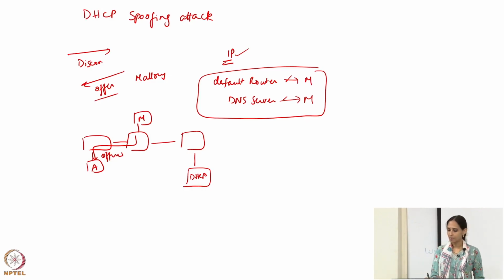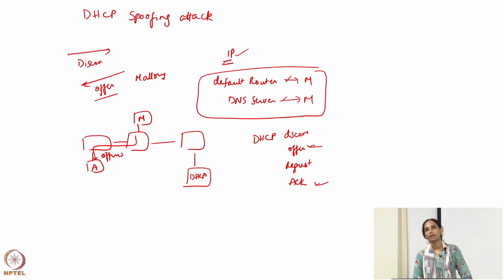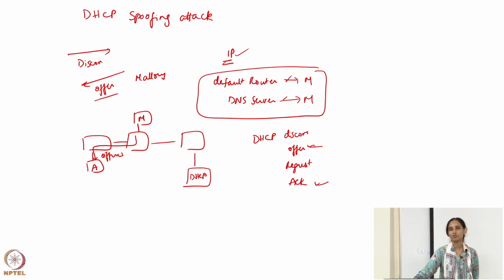Remember, in this DHCP message, you do have DHCP discover, offer, request and ACK. These are the 4 DHCP messages that are sent as part of the DHCP protocol, and Mallory will send these offers and ACKs in response to the discover and request, thereby compromising. What can you do to solve this problem at the switch level?